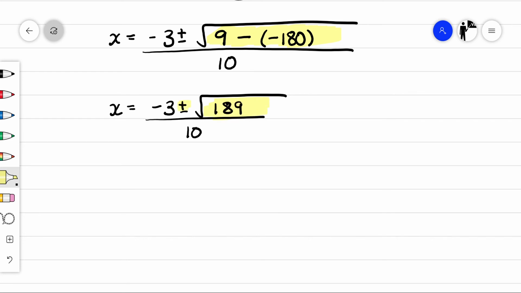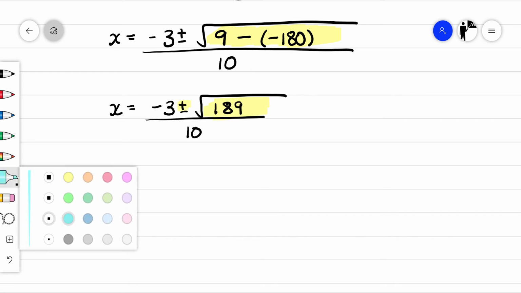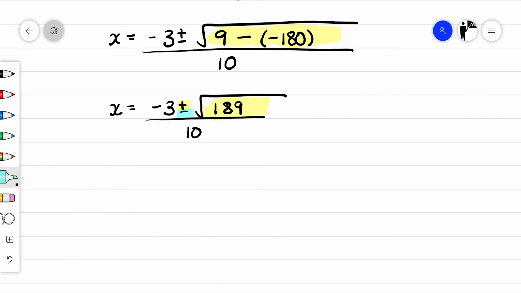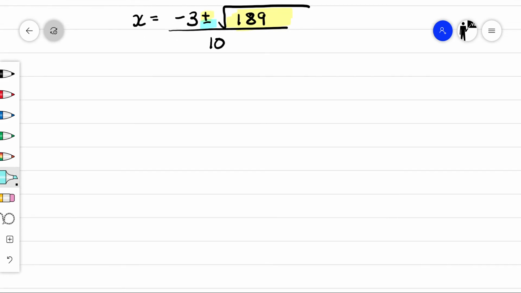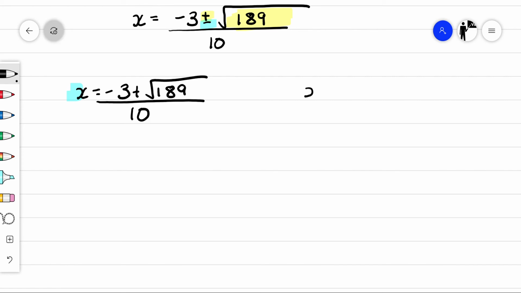Okay, so we need to split them up into our two options. We've got the plus option and the minus option. So we've got x equals minus 3 plus the square root of 189, and that's all over 10. And then we've got x equals minus 3 minus the square root of 189 over 10.